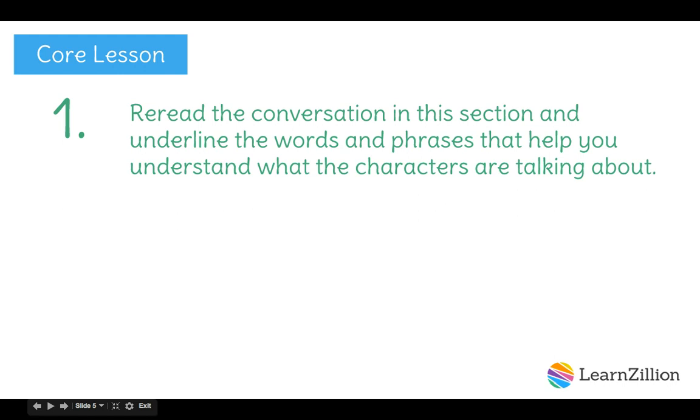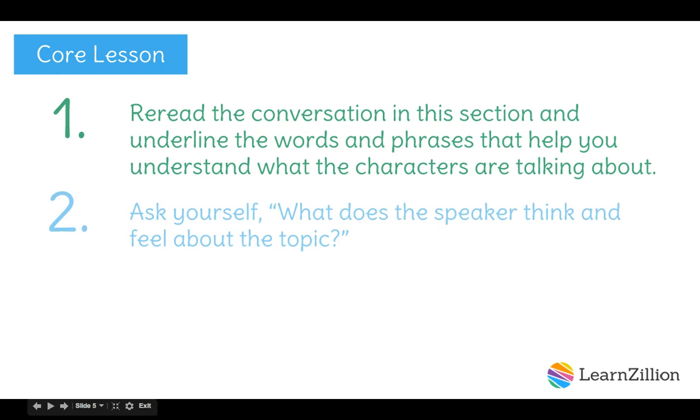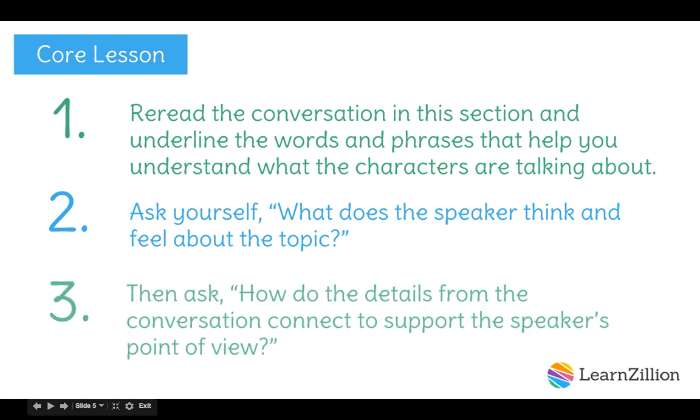1. Reread the conversation in this section and underline the words and phrases that help you understand what the characters are talking about. 2. Ask yourself, what does the speaker think and feel about the topic? 3. Then ask, how do the details from the conversation connect to support the speaker's point of view?